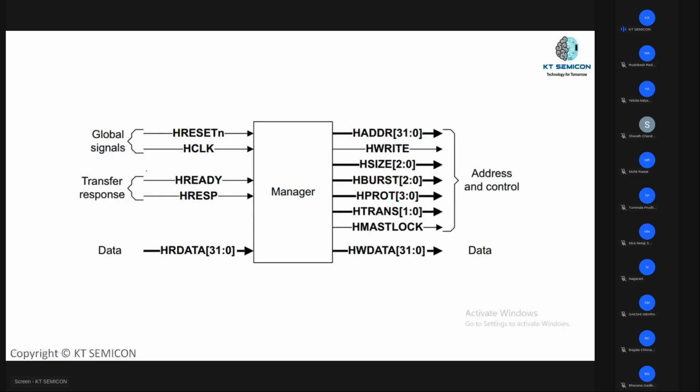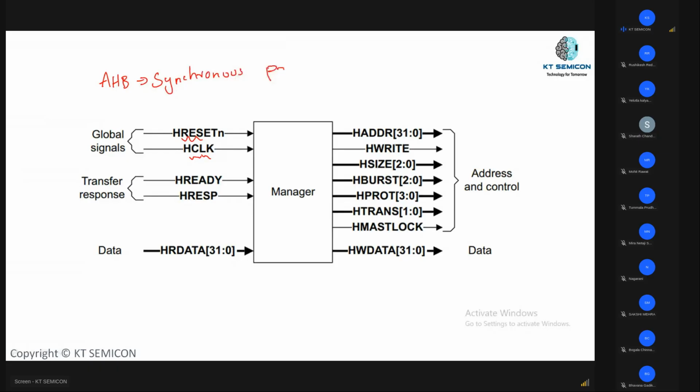Coming to the global signals, these are the signals shared between the master and slave. These are your reset signal and clock signal. This particular AHB protocol is a synchronous protocol. It is a synchronous protocol.